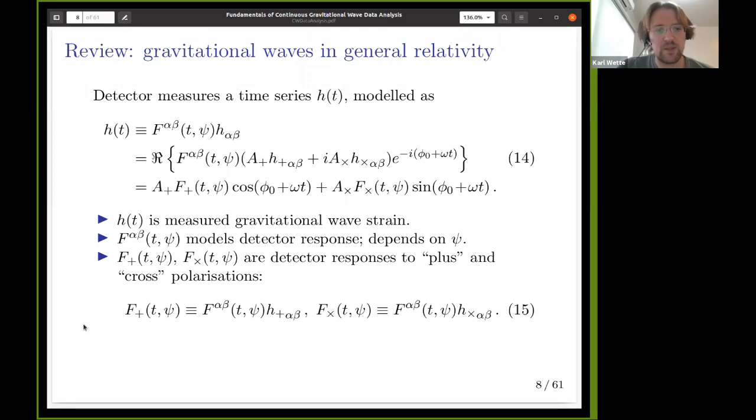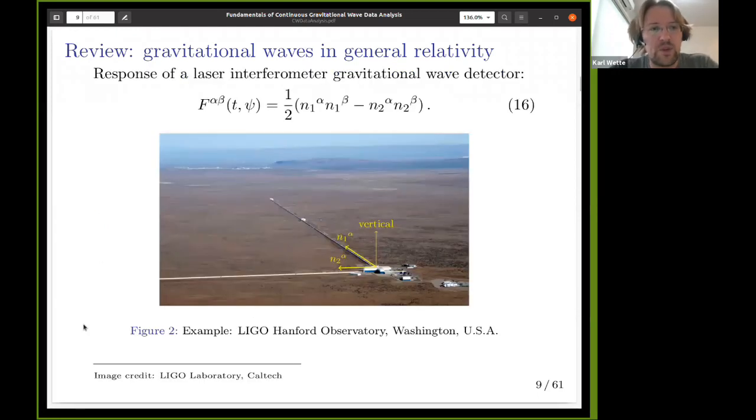This defines separate functions called F plus and F cross, which are our detector responses to our plus and our cross polarizations. They're worked out in equation 15, where you contract that detector tensor with our plus and our cross basis tensors. You can work out an expression for what the detector tensor is, which I won't do here, but it's actually quite a simple expression in terms of the unit vectors pointing along the arms of a laser interferometer. I've shown you a little example there for LIGO Hanford.